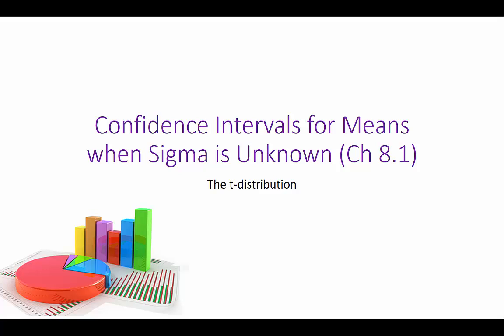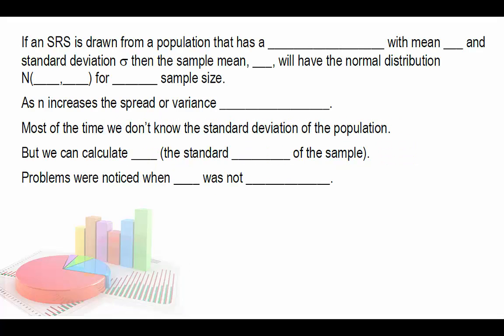In this lesson, we are looking at creating confidence intervals from samples when the standard deviation for the population is not known. So if an SRS, or simple random sample, is drawn from a population that has a normal distribution with a mean mu and a standard deviation sigma, then the sample mean will have the normal distribution x bar and s, right, for a sample size of n.